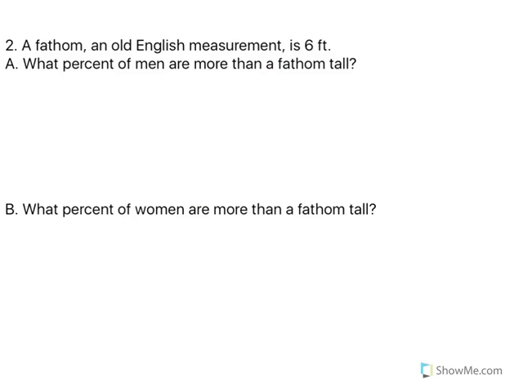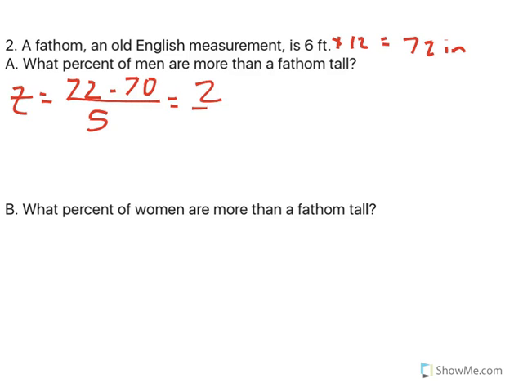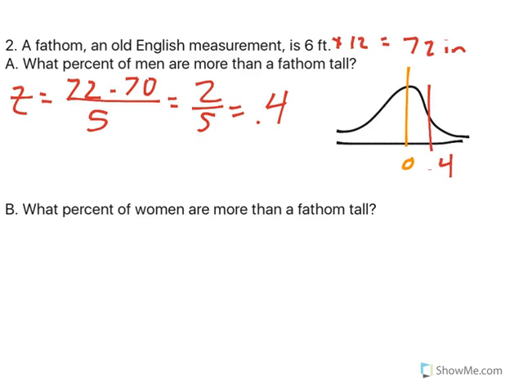Question number 2. A fathom, which is an Old English measurement, is 6 feet. So what percent of men are more than a fathom tall? Well, 6 feet times 12 gives us 72 inches. So for men, first, z-score. Remember, to find percent, proportion, probability, any of our 3 P's, we've got to find a z-score. So value minus the mean over the standard deviation. 2 divided by 5 gives us a z-score of 0.4. When I draw my normal distribution curve with a z-score of 0 in the middle, 0.4 will fall to the right.